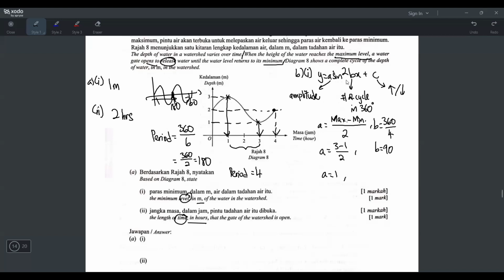But what if your B is 3? Then it will be 360 divided by 3, which is 120. It means the period will be 120. And what is period? Period is the horizontal distance for one cycle. It means one cycle finishes at 120 degrees. That's what it means, right?